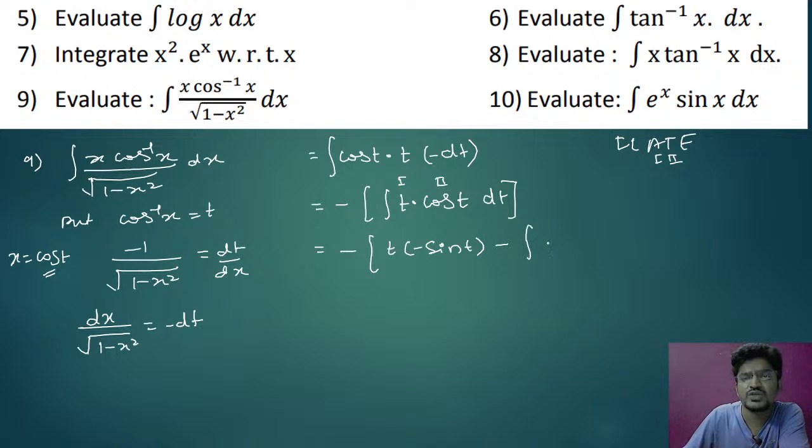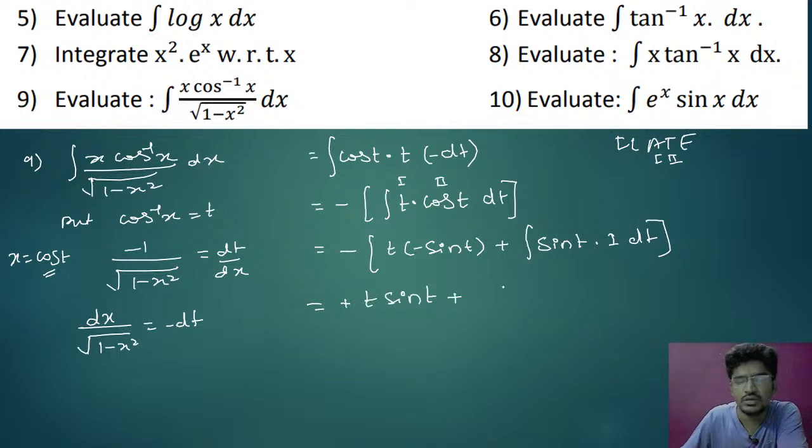So integration of your second function, that you have to write here. So that is minus sin t. Minus into minus will be plus sin t multiplied with differentiation of t with respect to t is what? 1 into dt. Okay. So now this will be equal to minus into minus is plus t sin t plus integration of sin t is minus cos t. So minus into minus will be plus cos t plus c.